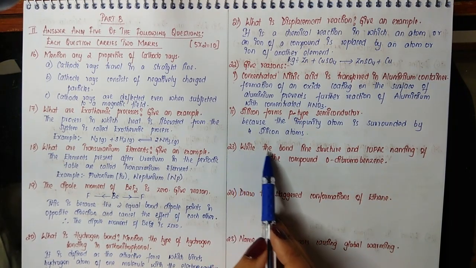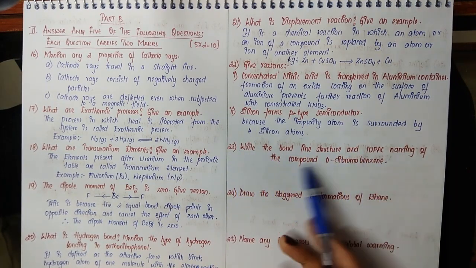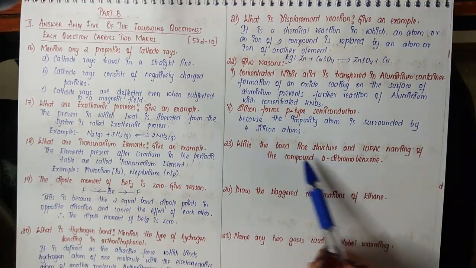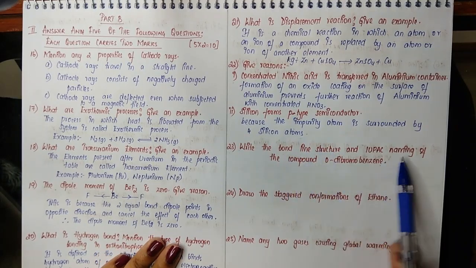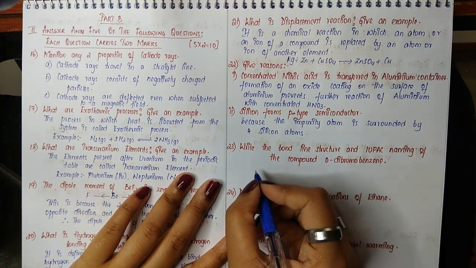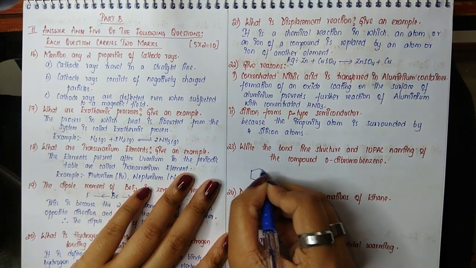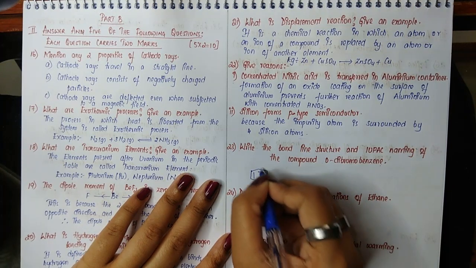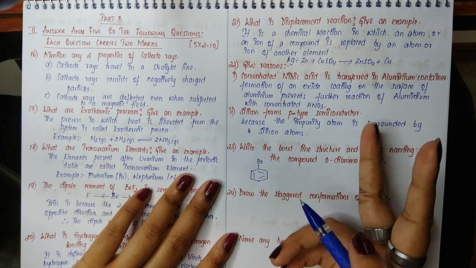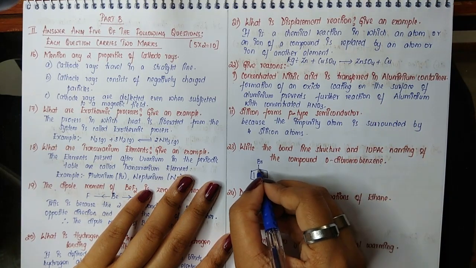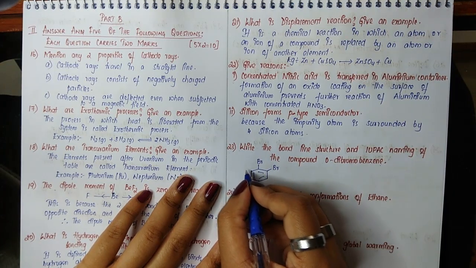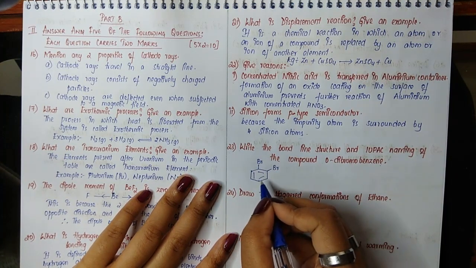Now question number 23, write the bond line structure and IUPAC naming of the compound ortho-dibromobenzene. So it's a 2 mark question. You have 2 questions here. One is bond line structure, the other one IUPAC naming. So let's do the bond line structure first. So ortho-dibromobenzene is this. You draw the benzene ring. You place bromine on 1. And because it says ortho-dibromo, which means 2 bromine atoms should be there in the ortho position. So for this Br, the ortho position can either be here or here. So this is going to be the bond line structure. This will carry 1 mark.